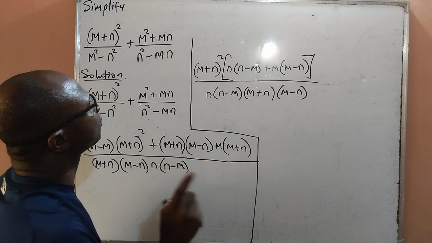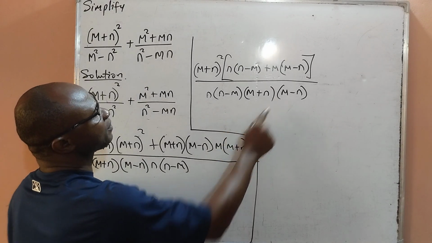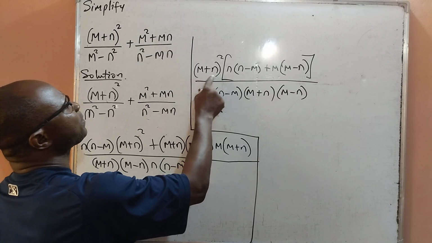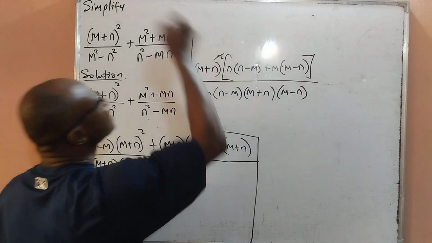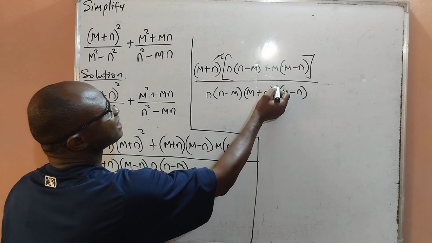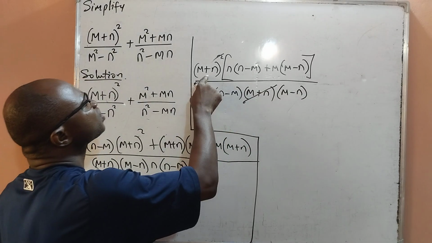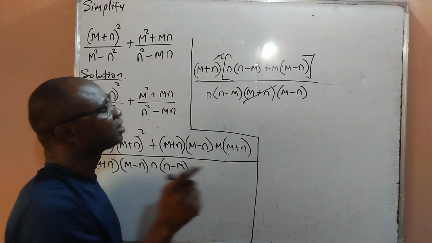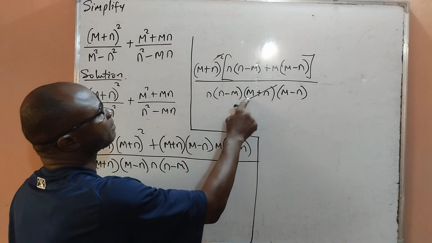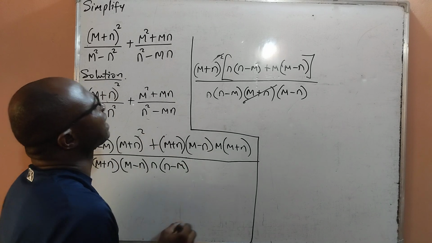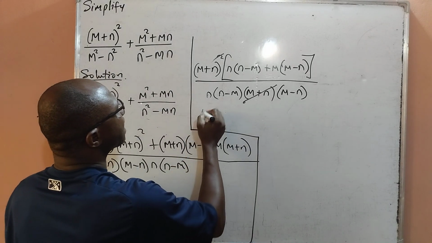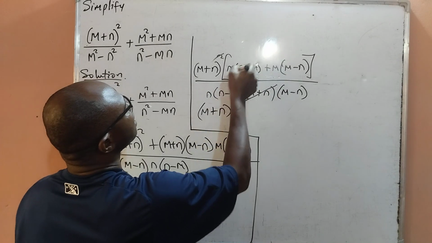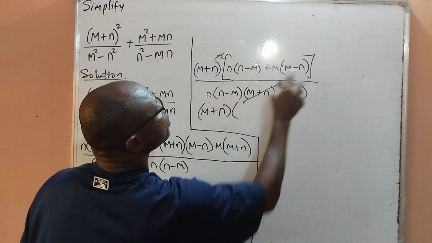Look very carefully. At the denominator, I have m plus n. At the numerator, I have (m plus n) squared. So I can cancel out one factor of m plus n at the numerator and one at the denominator. What I now have left is (m plus n) into n, but I can now open the brackets.